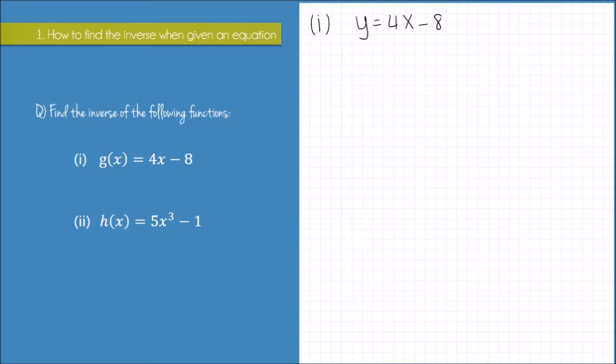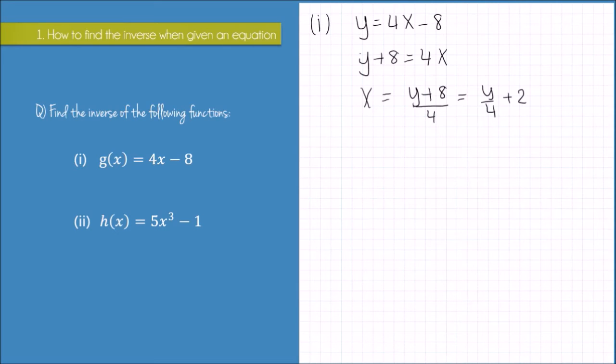So the first step there might be to bring over the minus 8 to the left-hand side. So y plus 8 equals 4x. And then the last step would just be to divide both sides by 4. So x equals (y plus 8) divided by 4, which is just y over 4 plus 2.